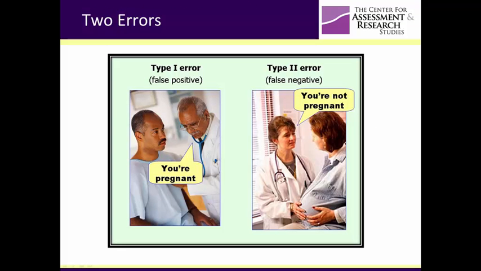Okay, so when we're making decisions about educational programs, and we're also thinking about the relationship between evidence and truth, whether the program is really effective or not, and I'm making a decision based upon data, there are two types of errors that we can make. You're probably familiar with these errors from an introduction or a basic statistics course. The first error is a false positive. That's the type 1 error, and here you see a picture of the doctor telling this man that he is pregnant.